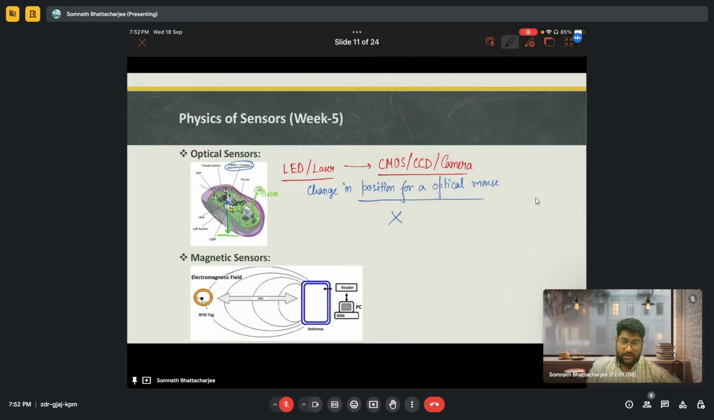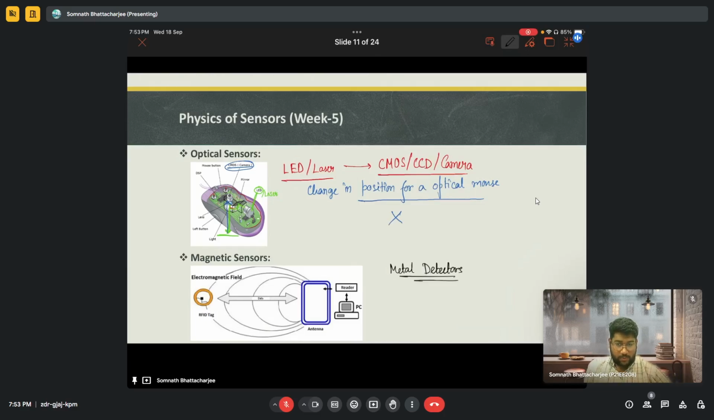That is the magnetic sensors. One of the most important magnetic sensors are metal detectors, which we get to see inside shopping malls or airports. That is our metal detectors.